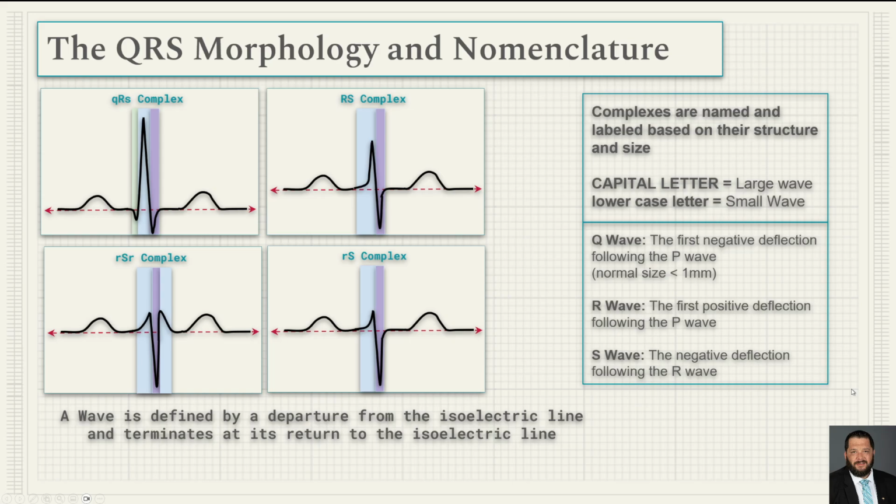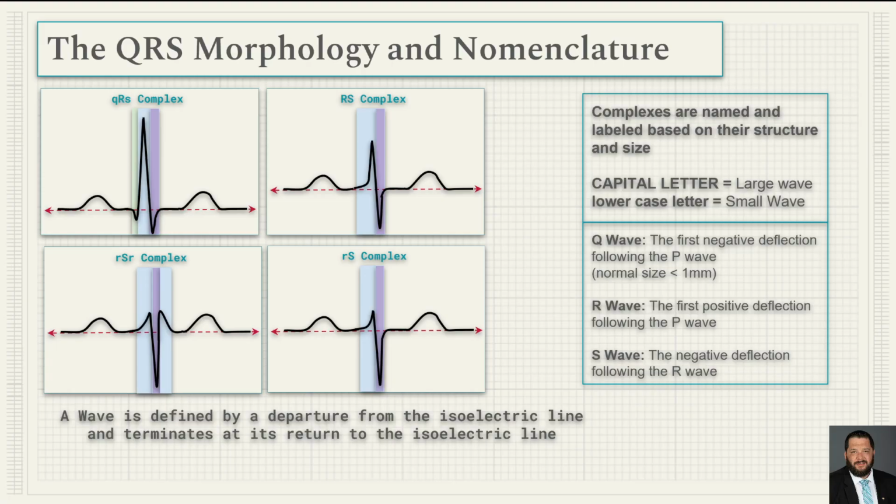Okay, as I mentioned a moment ago, the QRS complex is actually broken down into 3 separate components: the Q wave, the R wave, and the S wave. If you've looked at any ECGs during your career, you'll recognize that not every QRS complex looks like the one on the top left of your screen. In fact, very few actually look like a true QRS complex. So QRS complexes can come in many forms, and we denote those complexes by changing around the letters and the capitalization of those letters. This is the QRS morphology and nomenclature.